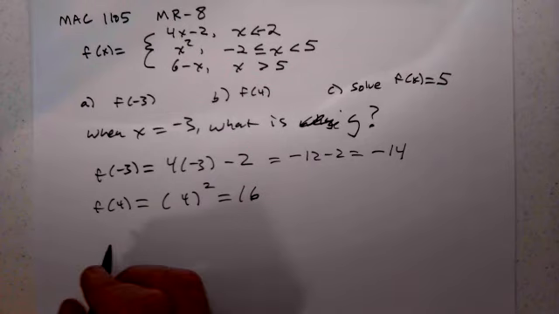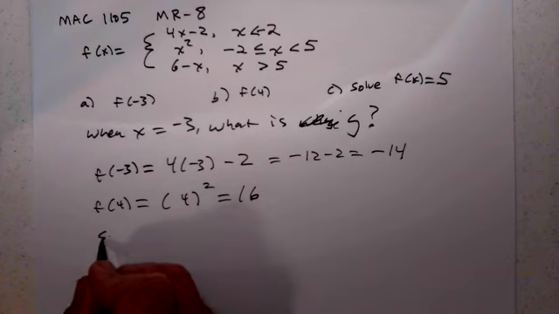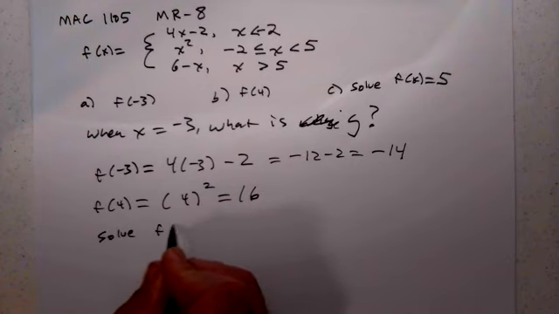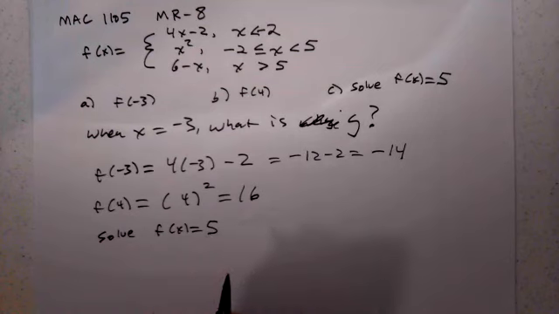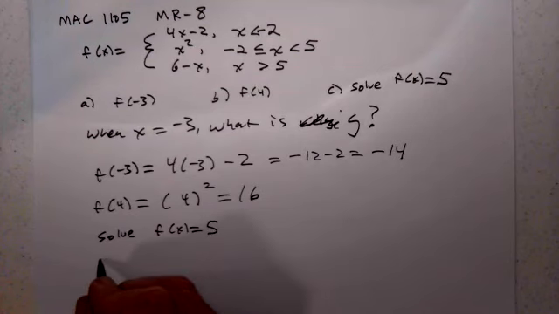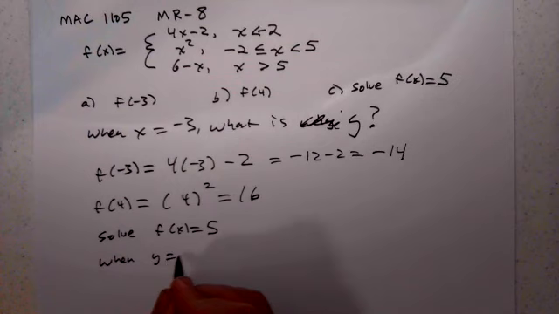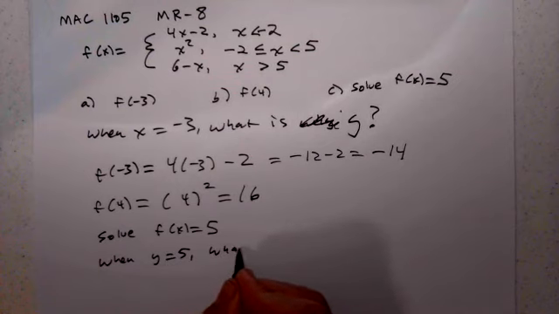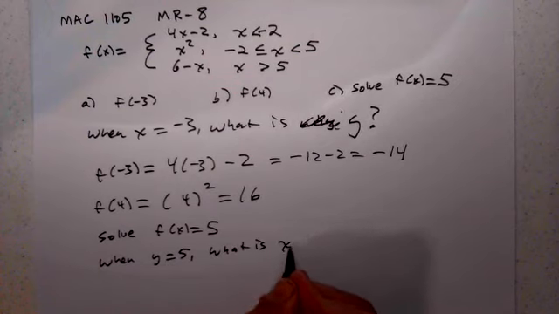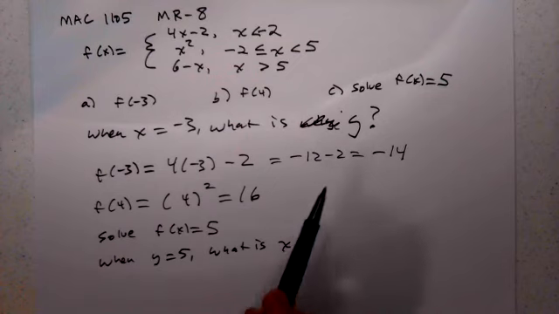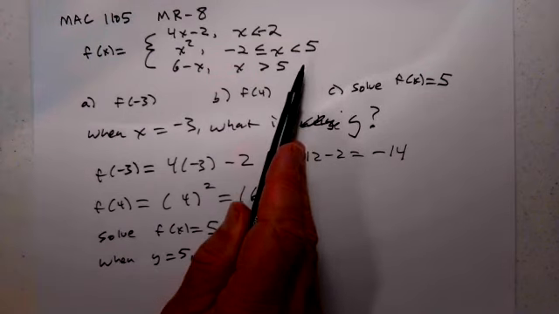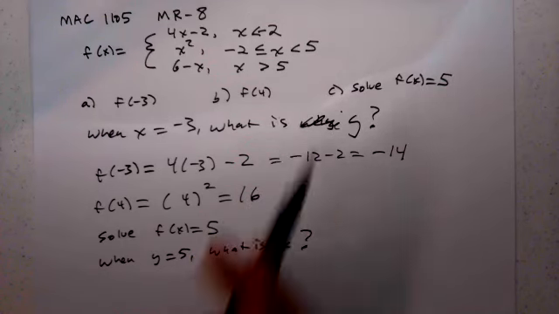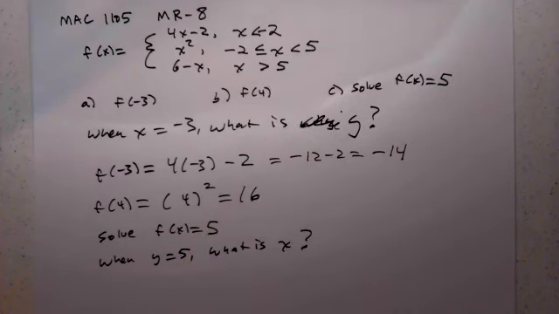Finally, we ask the question, solve f of x equals 5. Which means when y is 5, what is x? So it's not f of 5. F of 5 would be what? Well, the way I have this defined, I don't have a value defined at 5. Do I need to change that? Nope. I have a hole at 5 on both sides. So that's fine. That'll work for us.